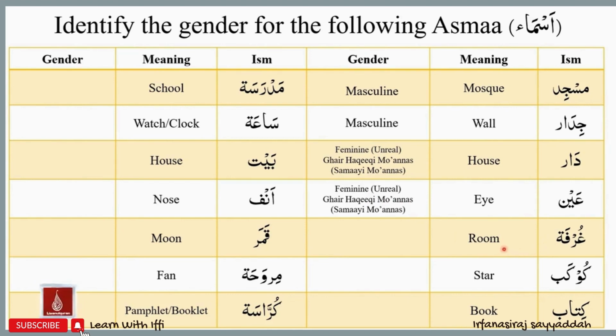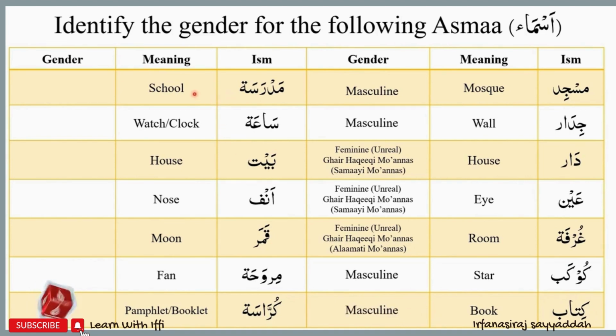Ghurfa means room. If we look at the word ghurfa, it has the gol ta at the end. Therefore, it will be used as feminine in a sentence because it is a marked feminine or alamati muannas. The word kokab has no indication or presence of anything in it that will make it feminine, so it will be used as masculine. The word kitab, again, does not meet our criteria for it to be feminine, so it will be used as masculine.